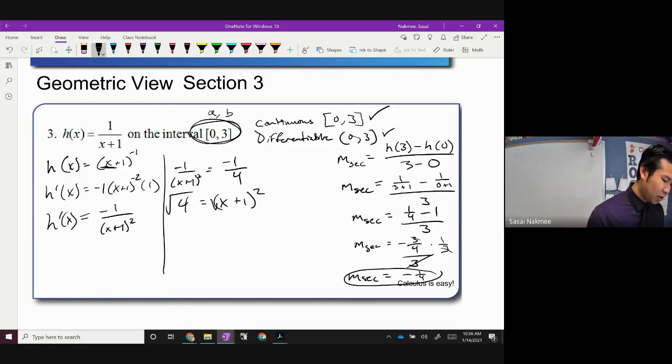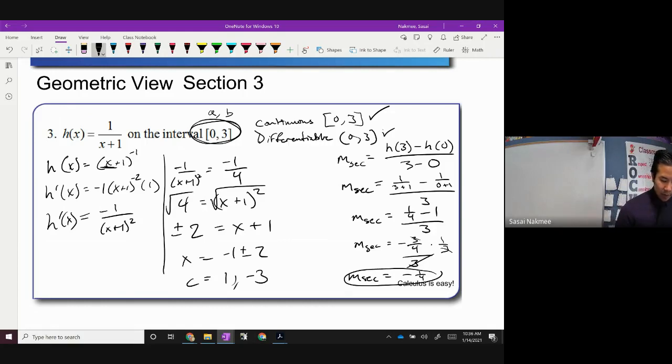Take the square root of both sides when you're solving this. I'm not going to factor this out and do it again. It's already halfway through the completing the square process. When you take the square root, you've got to remember to do the plus or minus of it. So I have plus or minus 2 is equal to x plus 1, which means that x is equal to negative 1 plus or minus 2. In other words, c is going to be equal to negative 1 plus 2, which is going to be 1, and negative 1 minus 2, which is going to be negative 3. But you only care about this one. Why don't I care about c equaling negative 3? Because negative 3 is not on the interval that we're focused on.